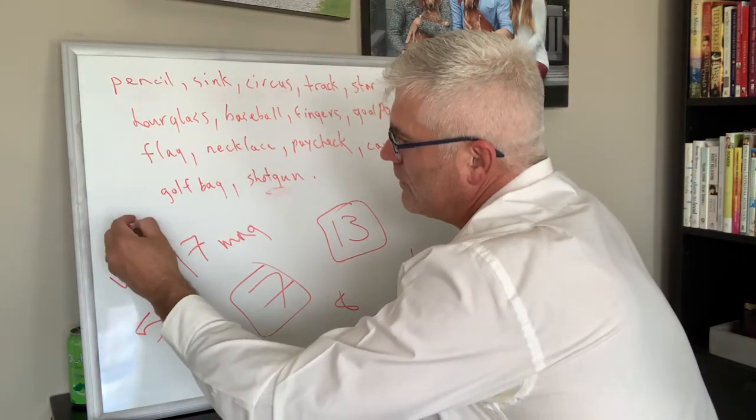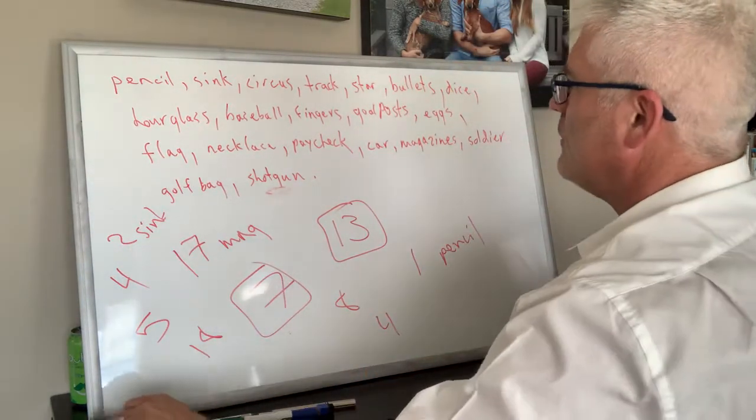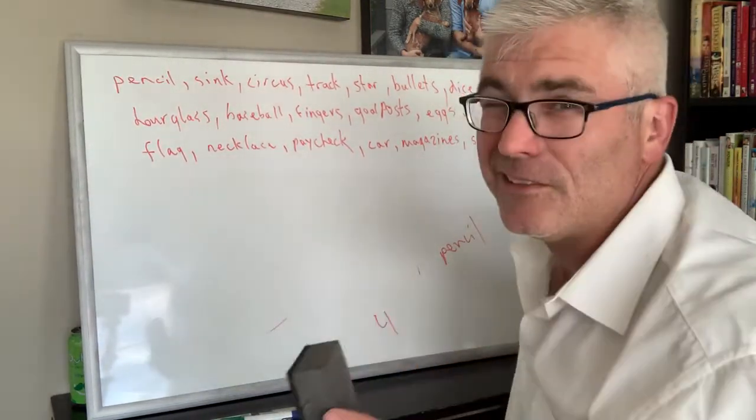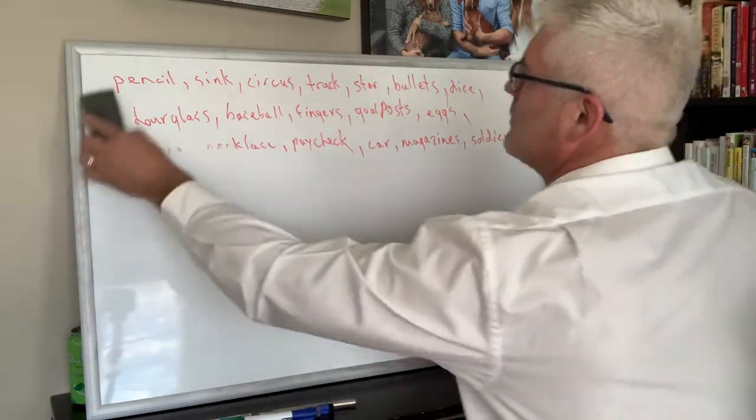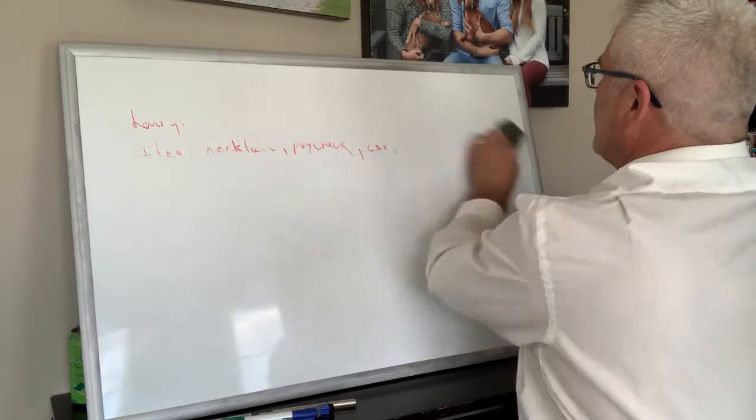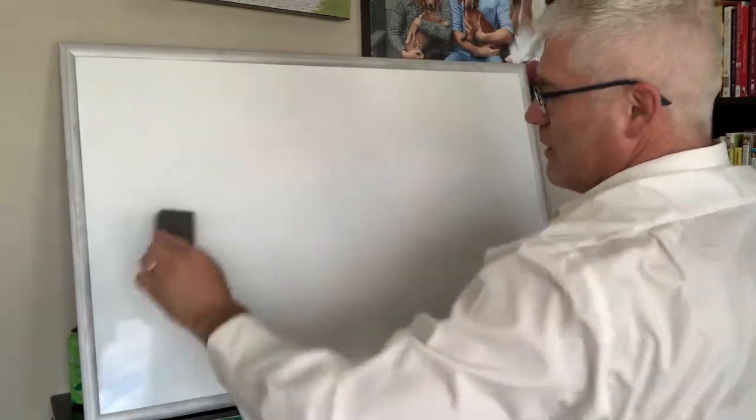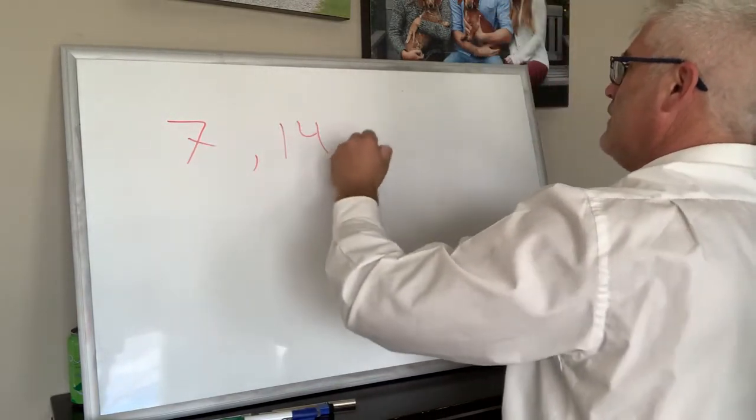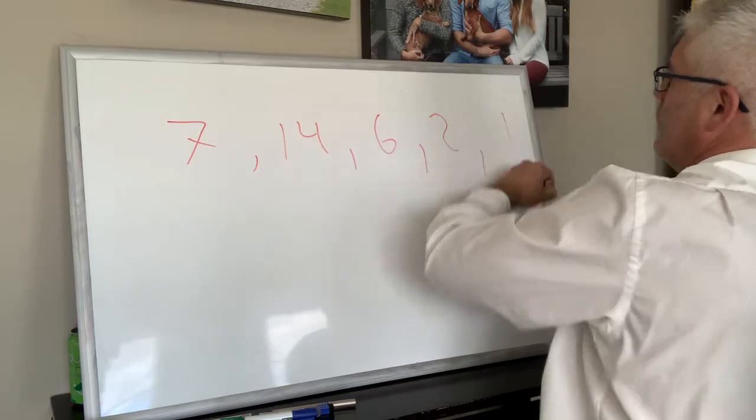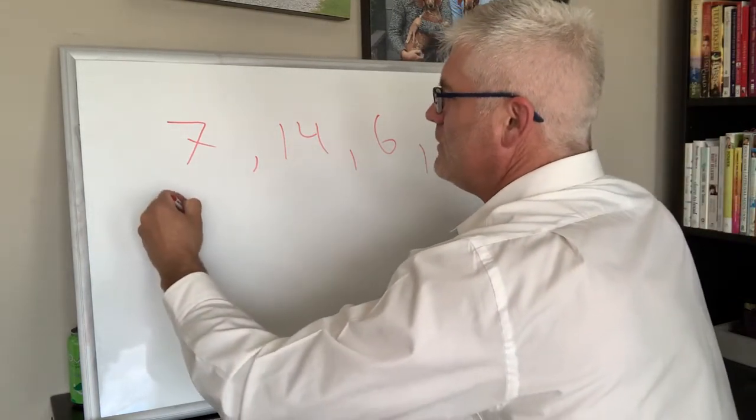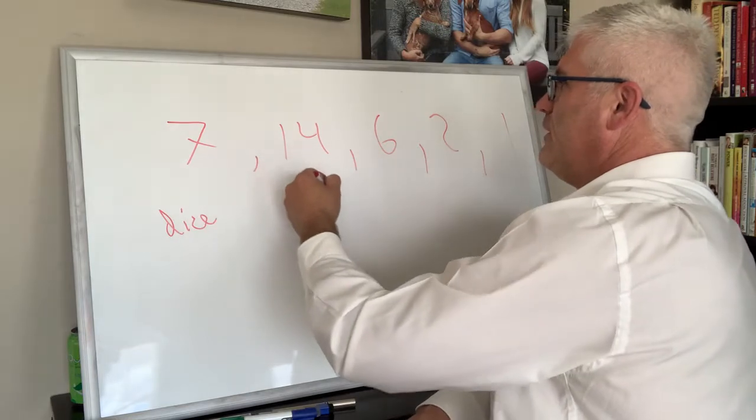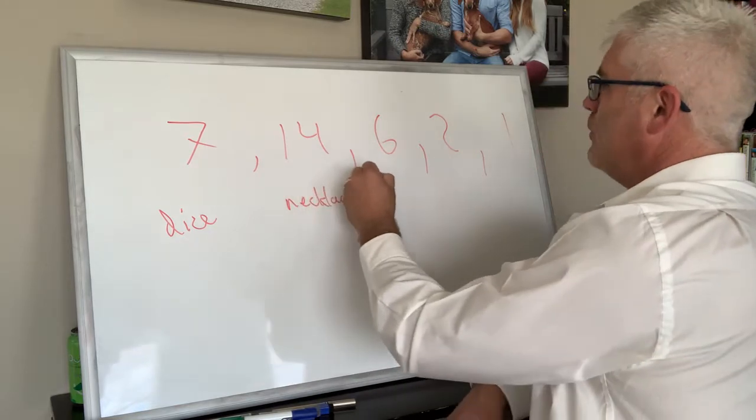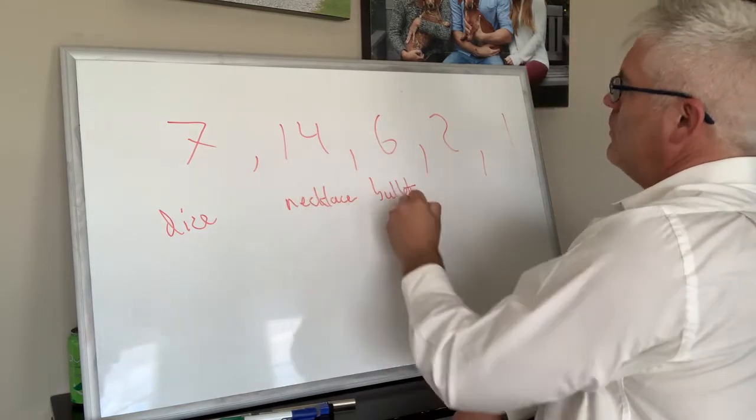2 is a sink. So now that you have all this stored into your memory, hopefully this isn't boring, you guys, but it's kind of interesting. Because now if I went random, and I'm like, okay, as quick as I can, 14, 6, 2, 1. It's easy. So 7 is dice, and then 14 is necklace, bullets, and then sink.